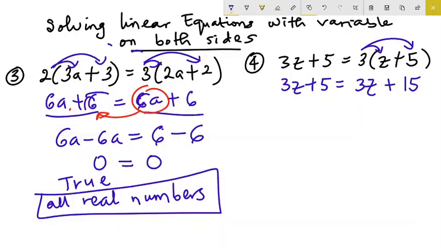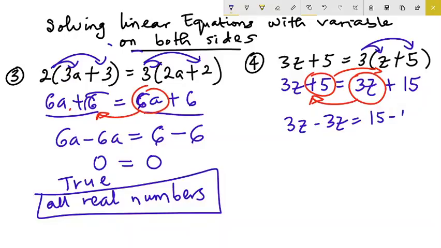In this case, again, we want to bring all the z's to the left, and we want to bring this positive 5 to the right. So let's quickly do that. That means we have 3z minus 3z equals 15 minus 5. So 3z minus 3z gives us 0, and 15 minus 5 gives us 10. This gives us a false statement, because 0 is not equal to 10.